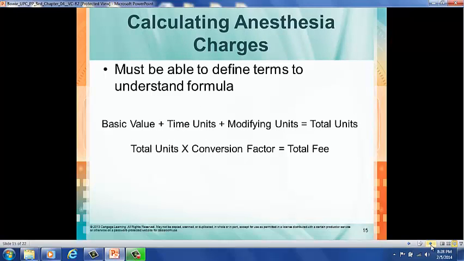Calculating anesthesia charges. To calculate the reimbursement amount for professional anesthesia services, the following formula is commonly used by the third-party payers. That is, basic value plus time units plus modifying units equal total units. Then total units times conversion factor equal total reimbursement amount. To understand the formula, you must understand the elements in the formula and the development of these elements.